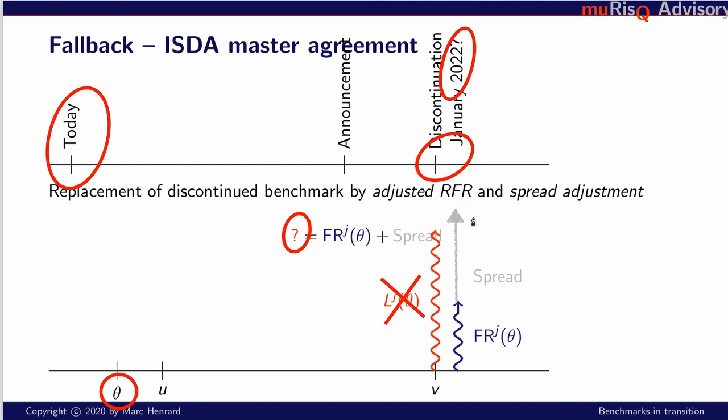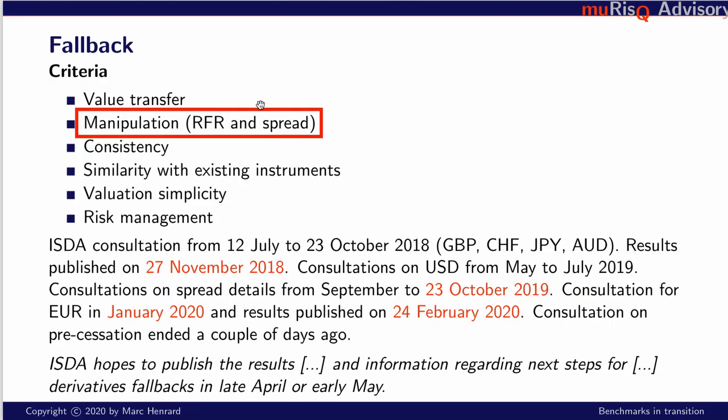So here there is a double chance of manipulation, if you want, one on the floating rate and one on the spread. Note that the spread will be fixed on the announcement date. So on this date, there will be a fixing that will be there forever. So there is even more chance or more interest in manipulating the spread, because it will be one number that will be used for many contracts. So that's something we have to look at.